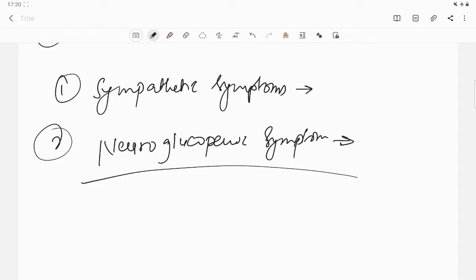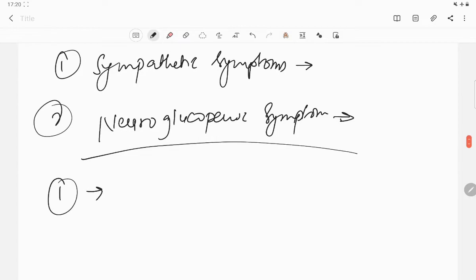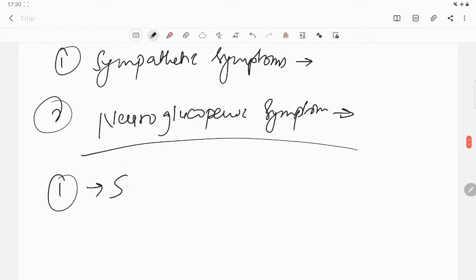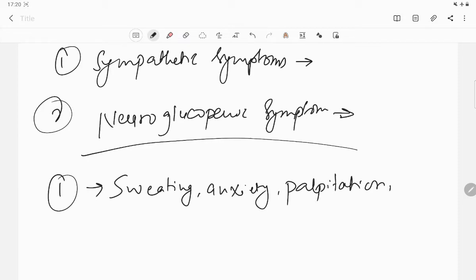So the sympathetic symptoms will be increased sweating, anxiety, palpitation, and tremor. We can see these are all due to activation of the sympathetic system.